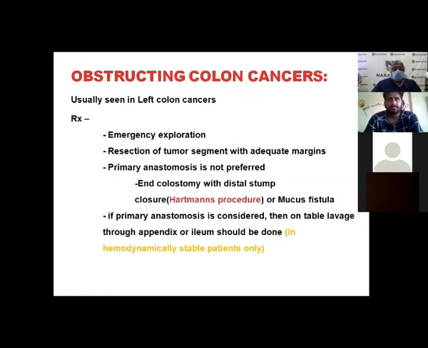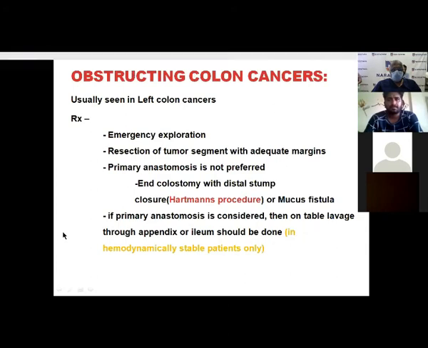Obstructive colonic cancer is usually a stage 4 disease. Common in the left colon, emergency presentation, resection of the tumor. Primary anastomosis is not at all preferred in the left colon. End stoma with distal stump closure, that is Hartmann's procedure, or you can bring it out as a mucus fistula if you are not doing a Hartmann's. Primary anastomosis we do not do at all. If you are doing it, it should be a well-prepared colon, which is not possible in an obstructive lesion.